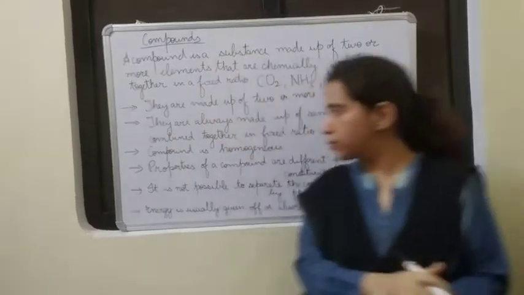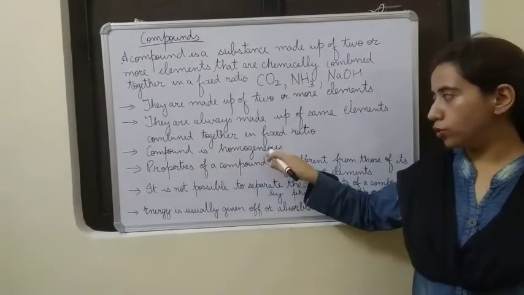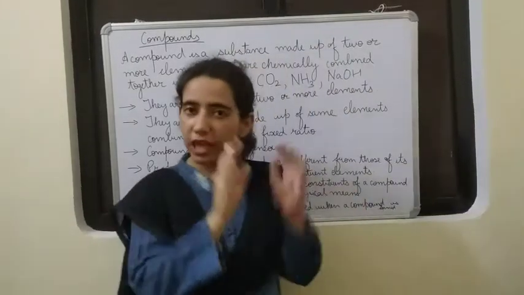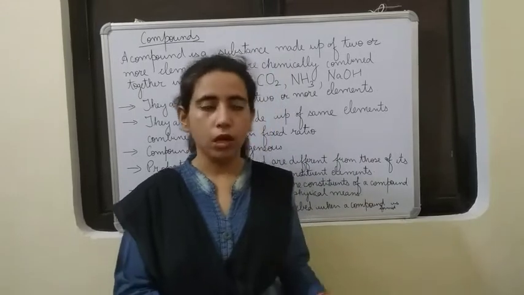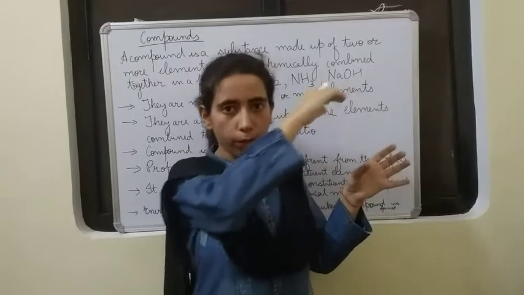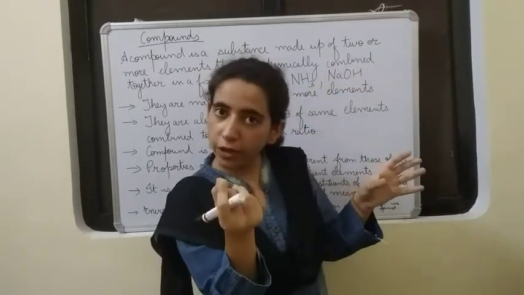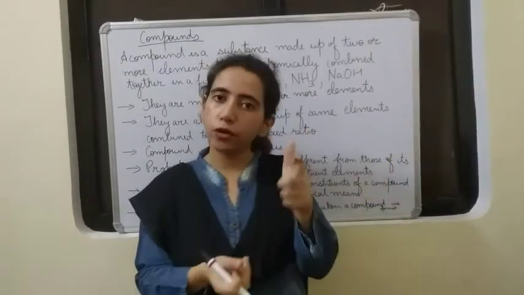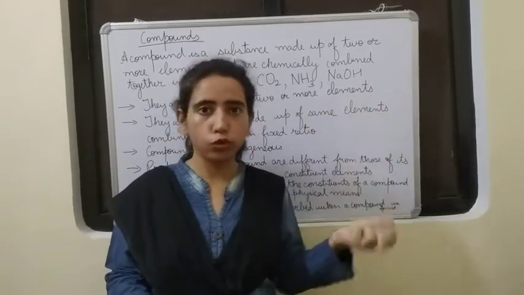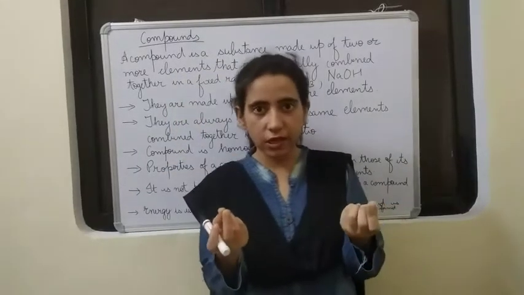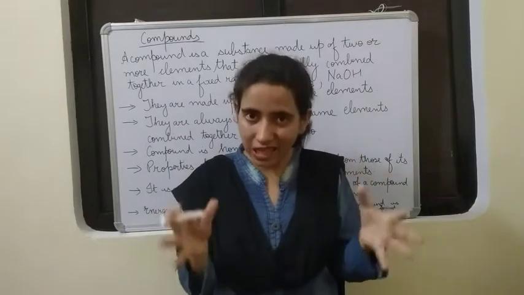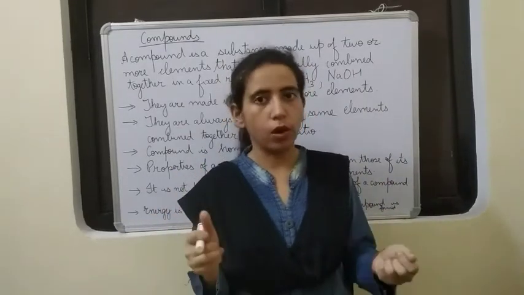Okay, now see the next point. Compound is homogeneous. Homo means same. That means compounds will have the same composition and properties throughout. Suppose I have a glass of water in my hand. If I take one molecule from the top, from the brim, that also will be H2O. From the bottom if I take, that also will be H2O. The composition and properties of water will be the same throughout.